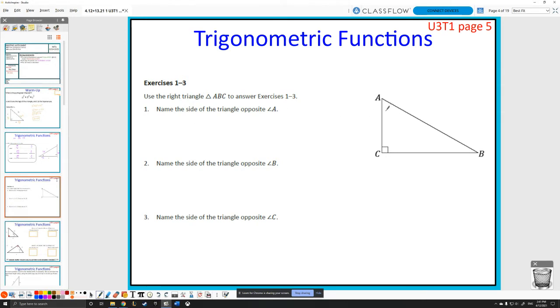The side opposite of A is going to either be CB or you can call it BC. It doesn't really matter, right? That's this side right here. If I'm looking opposite of B, B is here, and opposite is going to be this side, which is AC or CA, doesn't matter. And the last one is from angle C. Now, angle C is a right angle. The opposite side is either AB or BA.